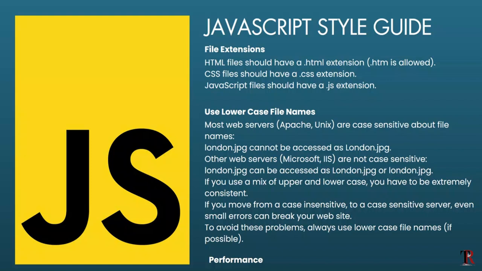This really should be something of consideration when it comes to naming conventions in your code. Now, other web servers, like Microsoft IIS, are not case sensitive. We also have other web servers that are more lenient. For example, london.jpg in small letters can be accessed as London.jpg or LONDON.jpg, and it will not give any error, and it will still work fine in your code.